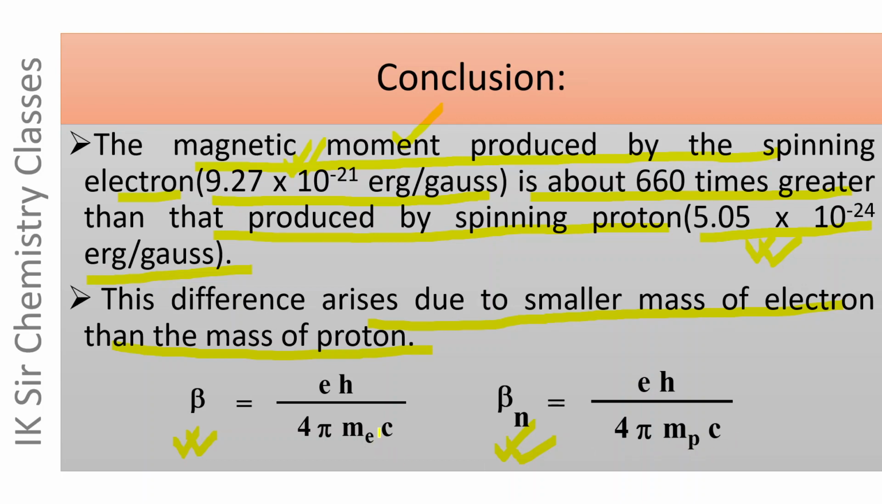The mass of electron is much smaller than the mass of proton, and this is why the value of beta is about 660 times greater than the value of beta n. That is, the magnetic moment produced by a spinning electron is greater than the magnetic moment produced by a spinning proton.